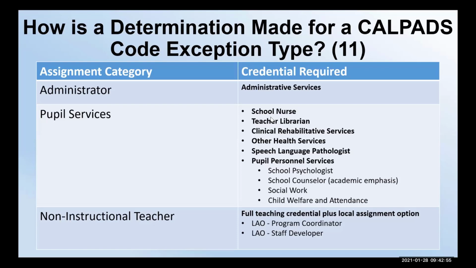Under the PPS credential, you've got school psychologists, school counselors, social workers, child welfare and attendance, but there are also several other credentials that are required for those other assignments. School nurses require a school nurse credential. There are different credentials for teacher librarians, clinical rehabilitative services, other health services, and speech and language pathologists. So you need to make sure that you select the appropriate non-classroom based or support assignment code, and that individual actually has the appropriate credential or is on some sort of local assignment option.